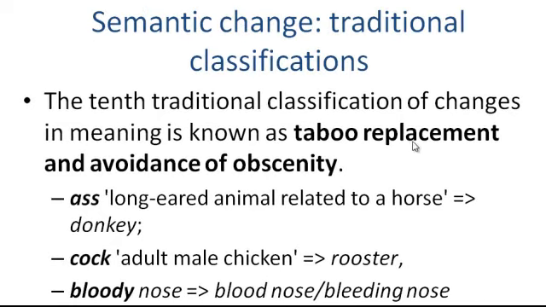Okay, we're moving on to another classification, to another form of semantic change. This one is known as taboo replacement and avoidance of obscenity. This is very common even in our cultures, whereby we tend not to use an utterance or a phrase or even a word just because we see that it's obscene to use them, and we opt for words that are considered to be better.